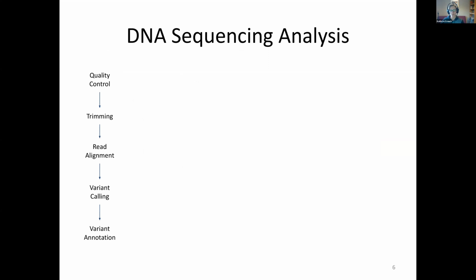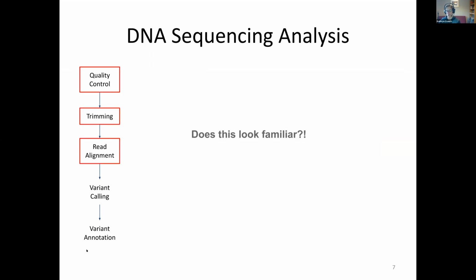So the pipeline, again, like yesterday, I've laid it out on the left. And hopefully this part of it looks very familiar to you, because this is basically exactly the same as what we talked about when we did RNA sequencing yesterday. And so I'm going to whiz through the next few slides because they're actually exactly the same as the ones that were in the RNA-seq talk the other day.